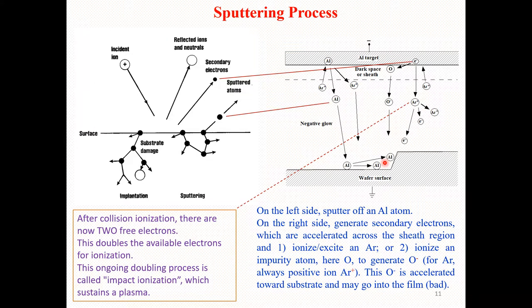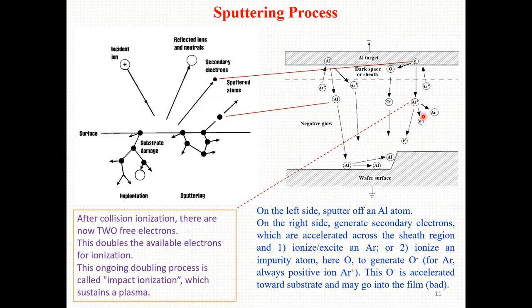Along with that, you can see here we have further secondary electrons. What happens after collisions? After collisions and ionizations, there are now two more electrons. Once we have the collision of the electron with the neutral argon atom, we have two free electrons. What do these two electrons do? They double the available electrons for ionization. After these collisions, we have two more electrons available for ionization.